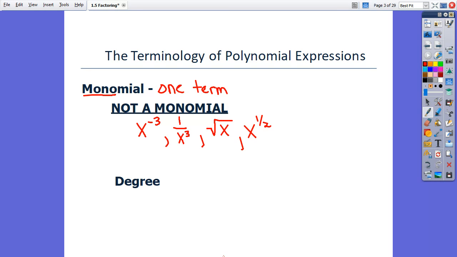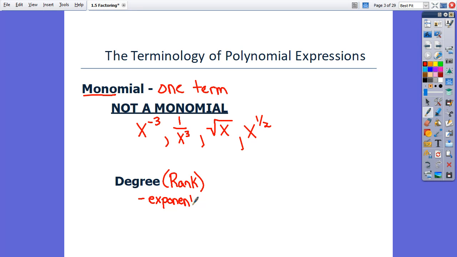Okay, now when we want to find the degree of a monomial, once we establish that it is a monomial, so it's not one of these four, then we want to find the degree. Now the degree is like its ranking. Like in the military, each person has a rank. That's a little bit what the degree is. When we look at the degree of a monomial, we're going to be looking at its exponents. So the exponents have something to do with its degree.